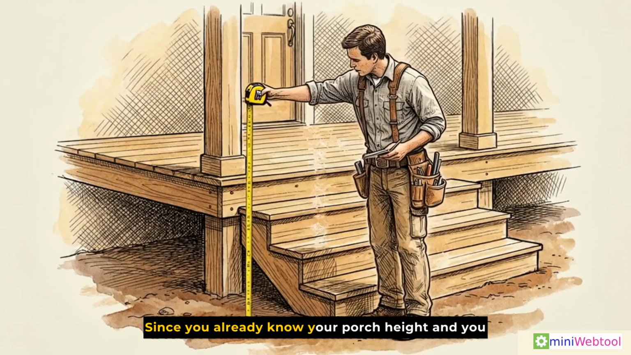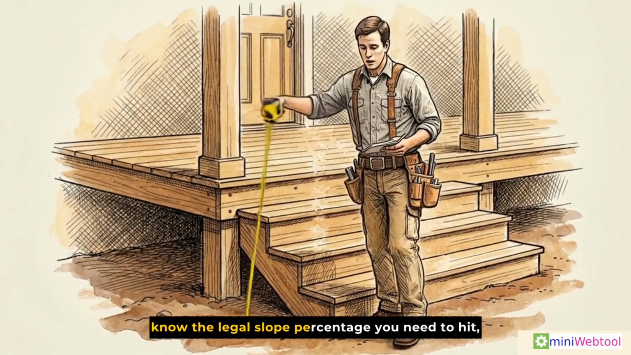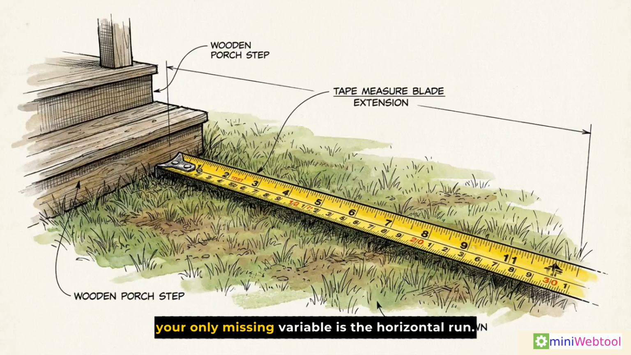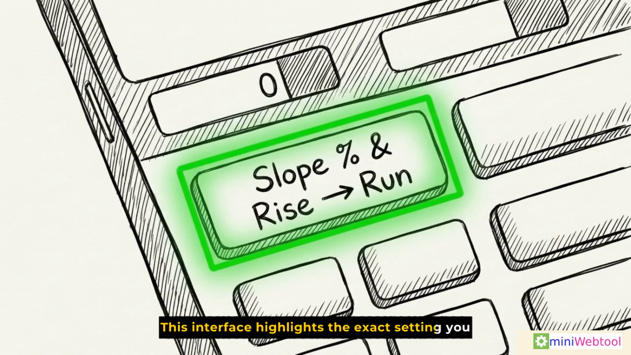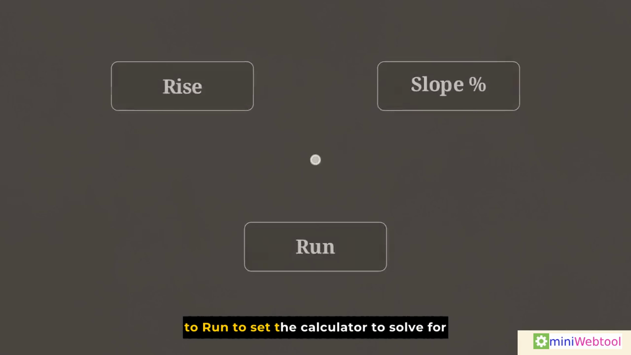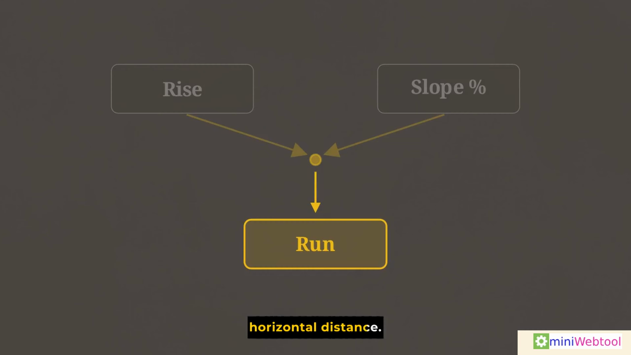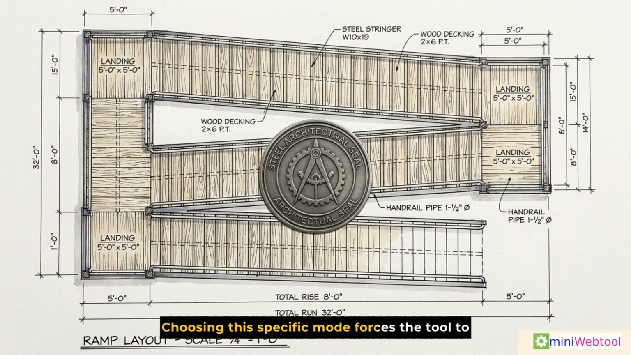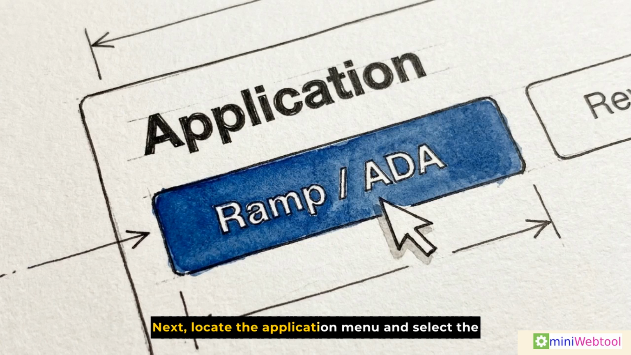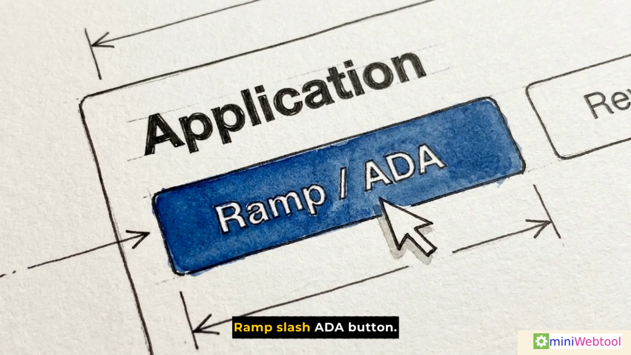Since you already know your porch height and you know the legal slope percentage you need to hit, your only missing variable is the horizontal run. This interface highlights the exact setting you need. Click the option labeled Slope Percentage and Rise to Run to set the calculator to solve for horizontal distance. Choosing this specific mode forces the tool to work backward from a strict safety standard to give you the physical footprint required. Next, locate the application menu and select the Ramp/ADA button.